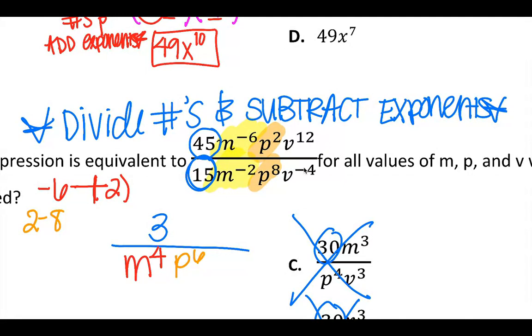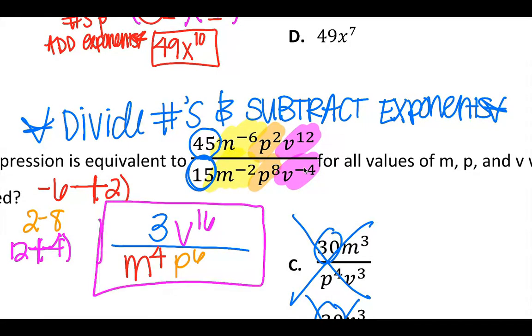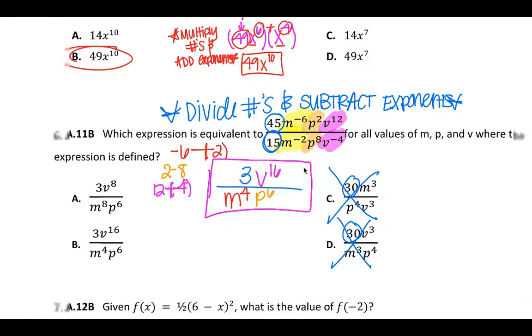And then lastly, I've got v^12 and v^-4. So it's 12 minus a -4, oops, which really is 12 plus 4, which gives me v to the positive 16. So he can stay up there. He's already positive. So this would be our final answer, which is answer choice B.